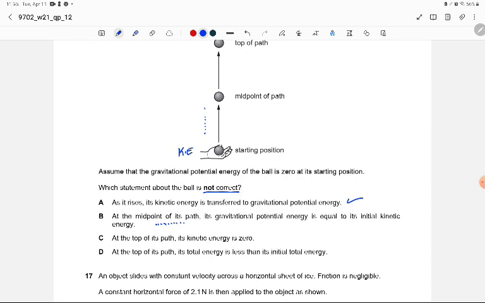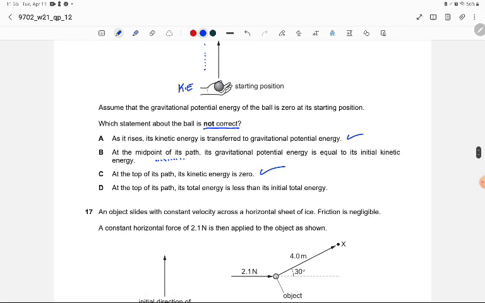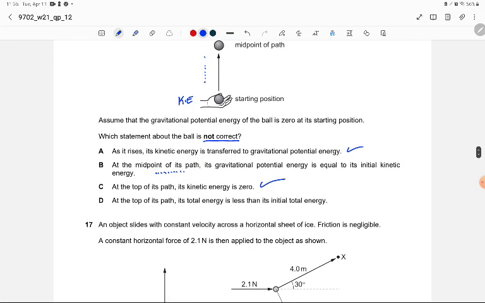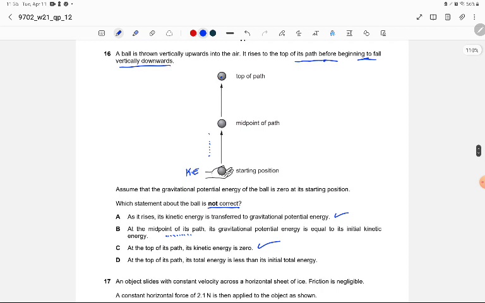That is also true because the speed is actually 0 because this is the turning point. At the top of its path, its total energy is less than the initial total energy. Okay, now that is an important point. It has been thrown upwards into the air.